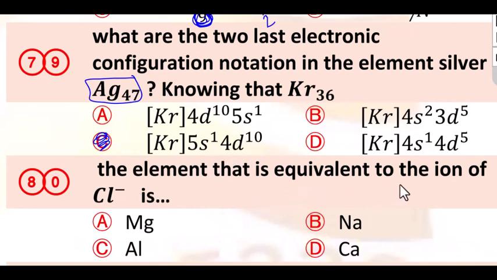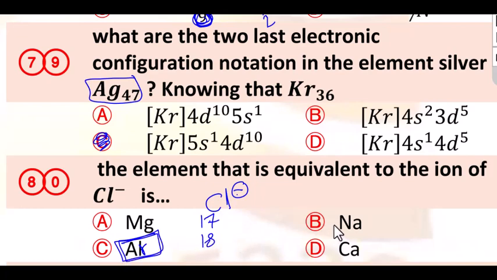The element that is equivalent to the ion chlorine -1. We know that chlorine is 17. Here -1, so it gains 1 electron. We add 1 to 17, so 18 electrons. And it's the opposite of the sign: if the sign is positive, we subtract, if negative we add. Which one here has 18 electrons? Here argon, magnesium or sodium. Argon is 18 electrons. So the answer here is argon.